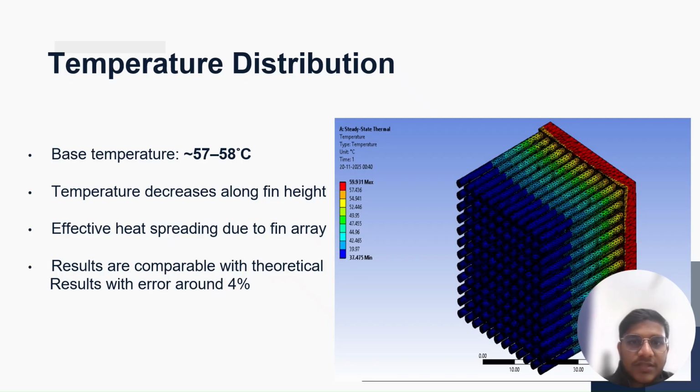So here we can see the temperature contour on the model. We can observe a gradual reduction in temperature from the base to the tip, confirming effective heat dissipation. We obtained a base temperature of around 57 to 58 degrees Celsius, which agrees with theoretical result within an error of approximately 4%. Now let's see the temperature contour and measure the base temperature in ANSYS steady state thermal.